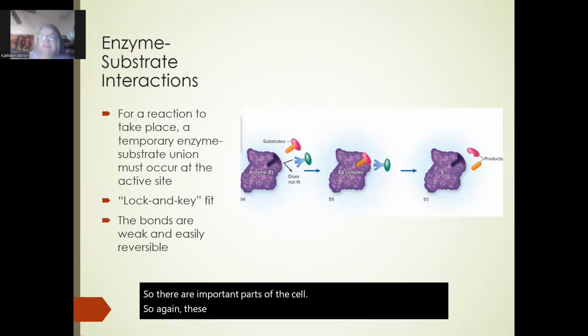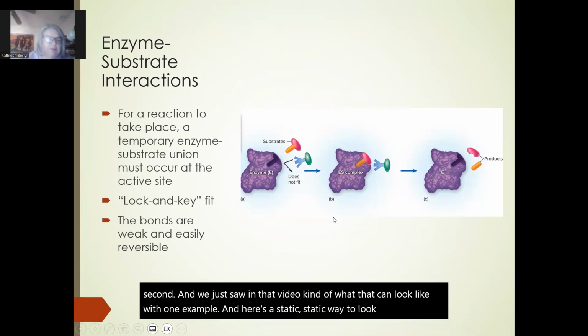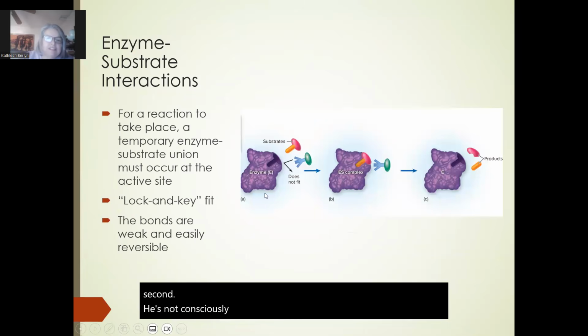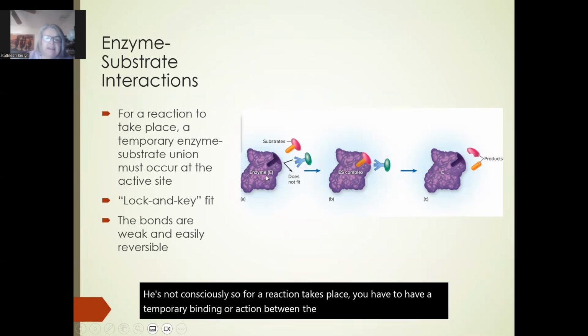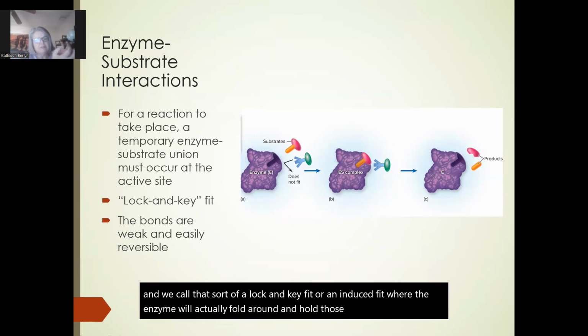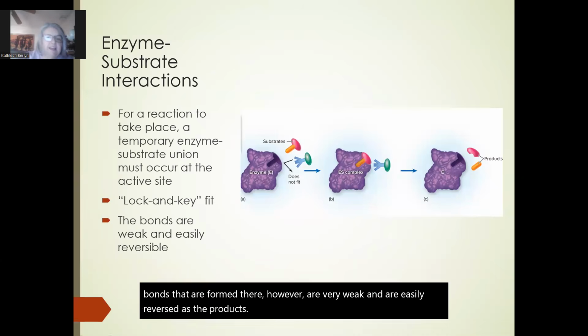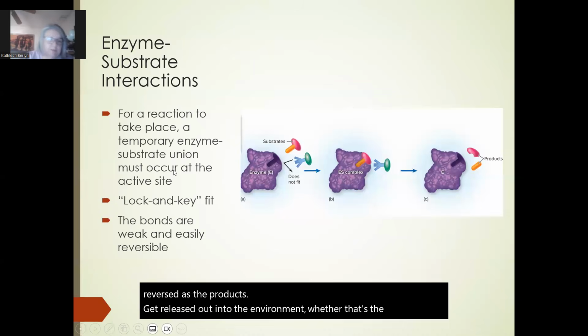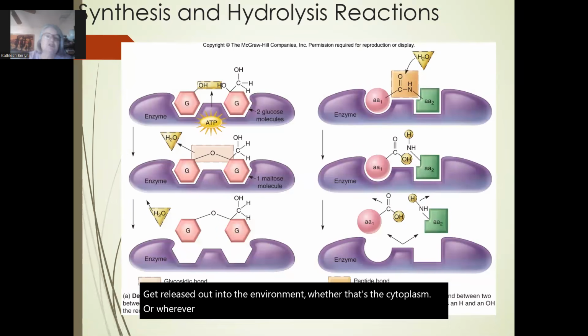So again, these reactions happen extremely quickly, up to millions per second. And we just saw in that video kind of what that can look like with one example. And here's a static way to look at it, because sometimes our minds can't go a million per second, at least not consciously. So for a reaction to take place, you have to have a temporary binding or interaction between the substrates and the enzyme. And we call that a lock and key fit or an induced fit, where the enzyme will actually fold around and hold those substrates in place. The bonds that are formed there, however, are very weak and are easily reversed as the products get released out into the environment, whether that's the cytoplasm or wherever these enzymes are located.